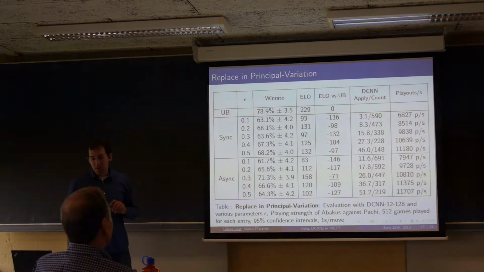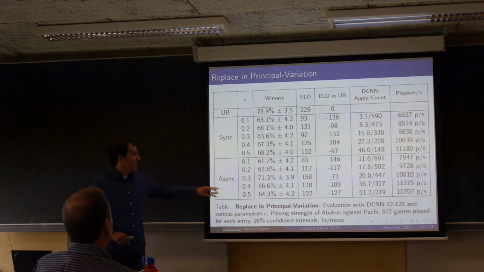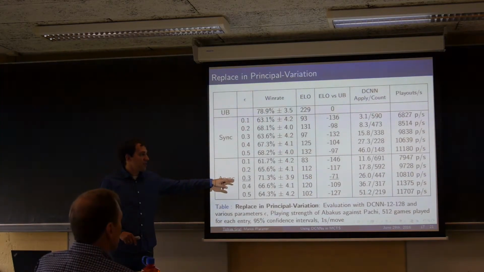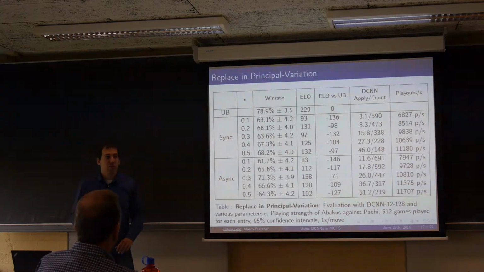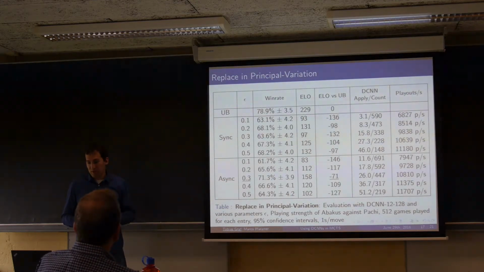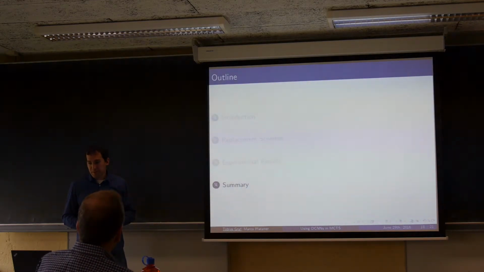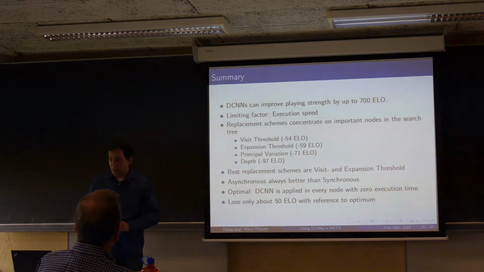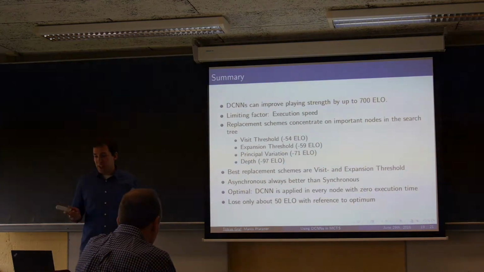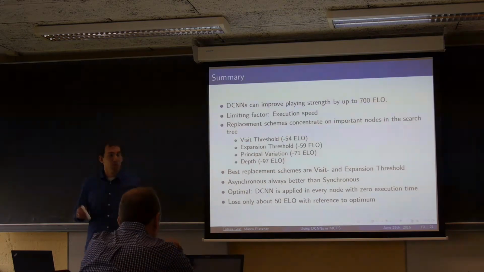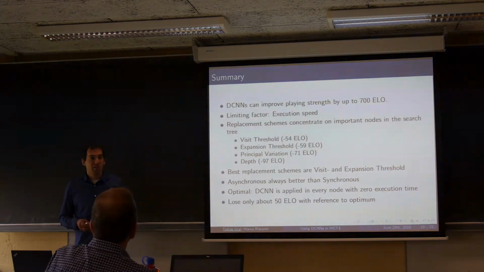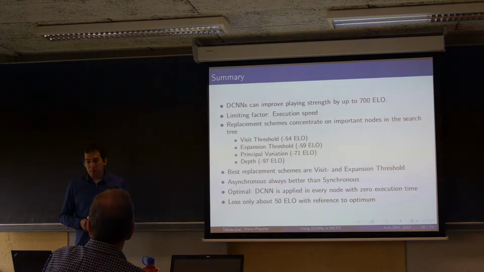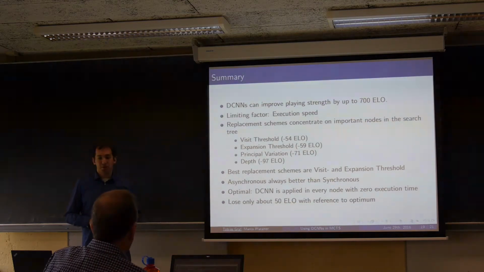And this is the same for principal variation. Again, the asynchronous variant got close to 71, and synchronous was worse than this. So let me summarize. The neural networks can improve playing strength in an optimal world by up to 700 Elo, so they are very powerful. The only limiting factor is the execution speed.